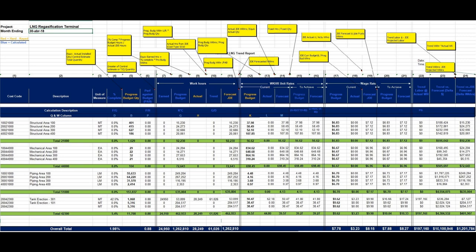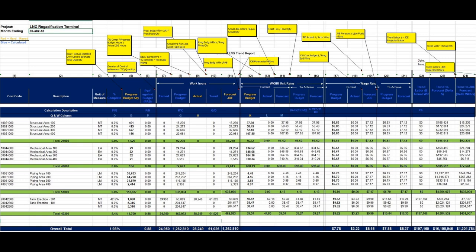Column 21. Wage rate to achieve forecast, FCST. This is a report calculation, wage rate forecast multiplied by the work hour forecast hours, minus, wage rate actual multiplied by the work hours actual hours, divided by, work hours forecast minus work hours actual. Important. The resulting value informs the user that in order to achieve the work hour forecast labor amount, the remaining work hour forecast hours must be completed at the to achieve rate. Now, the report last columns from column 22 to 24 mean the following.